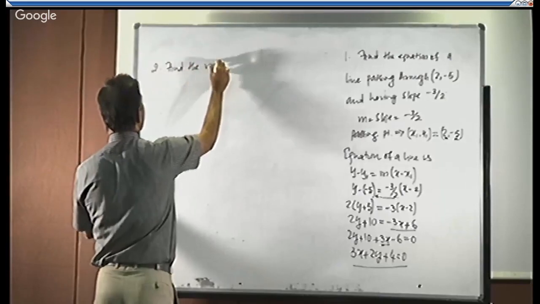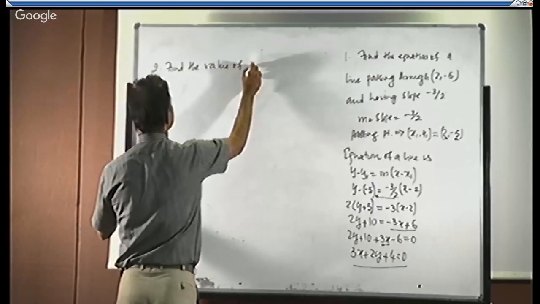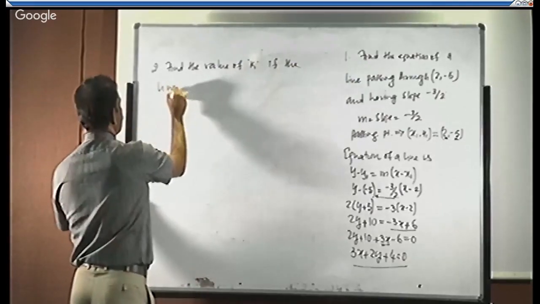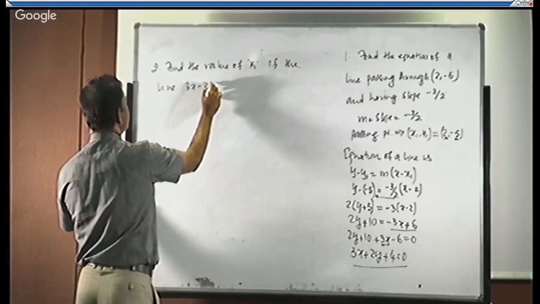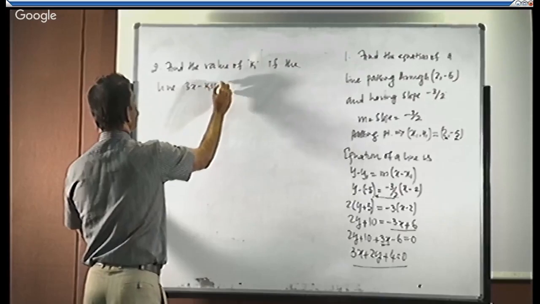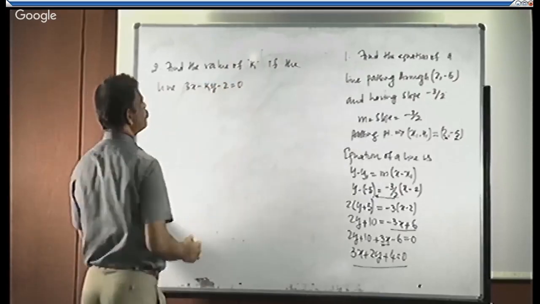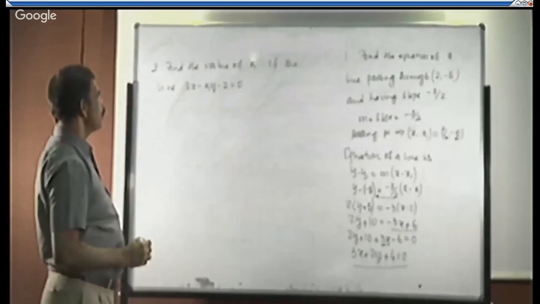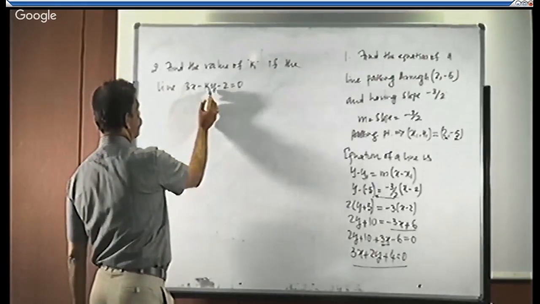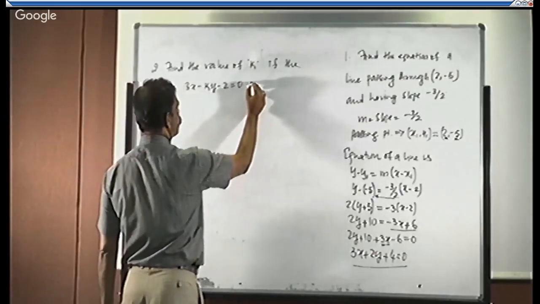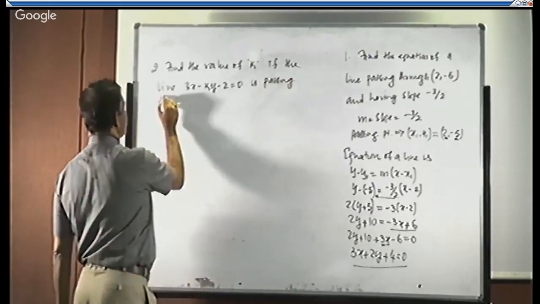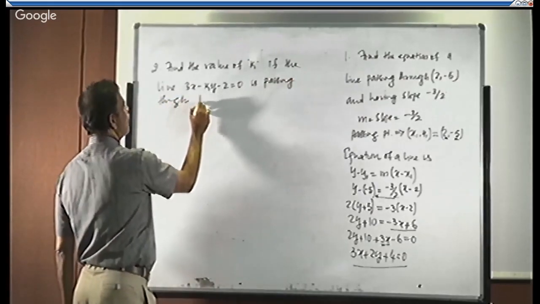Find the value of k if the line 3x minus ky minus 2 is equal to 0 is passing through (1, 4).